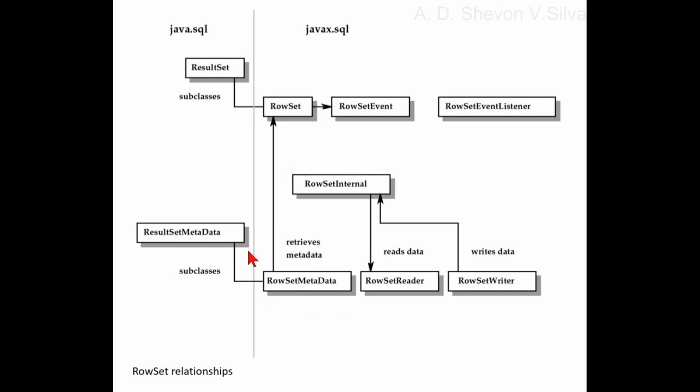Interface ResultSetMetaData, an object that can be used to get information about the types and properties of the columns in a ResultSet object.